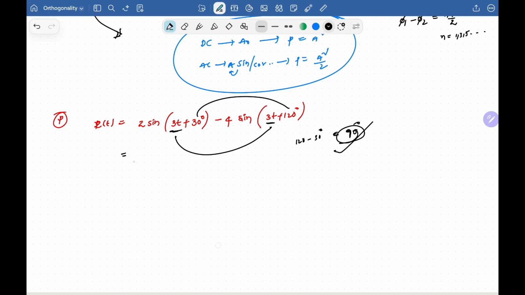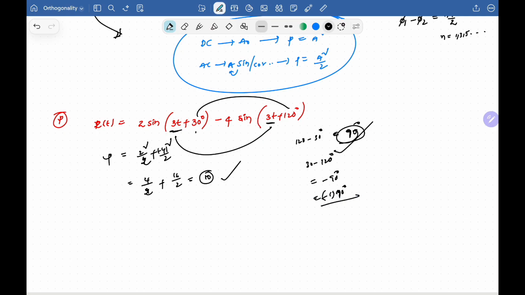So what could be the power then? 2 square by 2 plus 4 square by 2, I mean minus 4 square by 2, so 4 by 2 plus 16 by 2. Still 10 is the answer. You got it, right? This is how you need to solve this question. Actually, you could take the difference as 30 minus 120, and it is the same, because minus 90 will come, so minus 1 into 90 degrees, still the same. That's why I have taken higher minus lower.